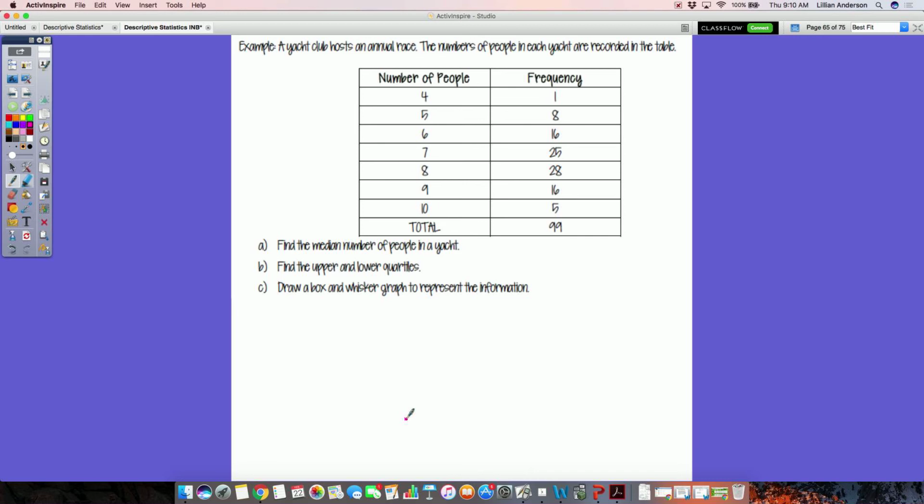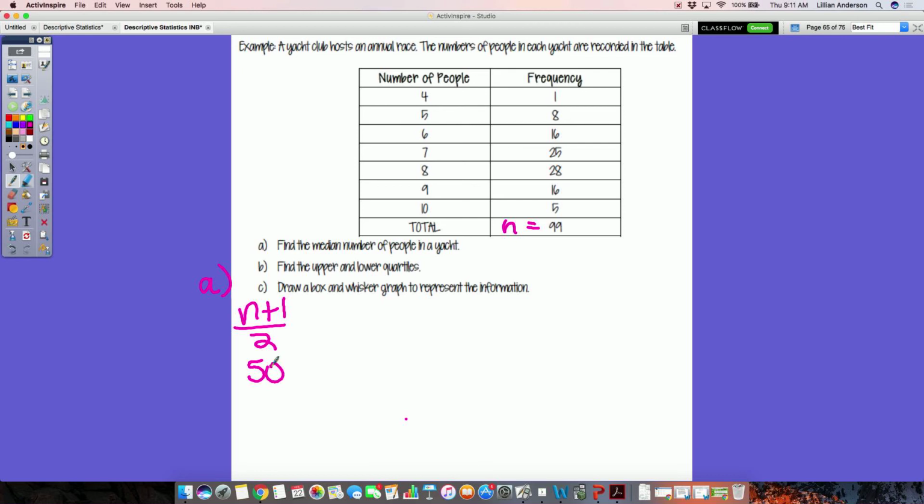Okay? So, median number of people. What's the formula that we need to find our median? N plus 1 divided by 2. What's n in this problem? 99. So this is n. 99 plus 1 divided by 2? 50. Okay? Now, this is not our median. It tells us the 50th piece of data is our median.